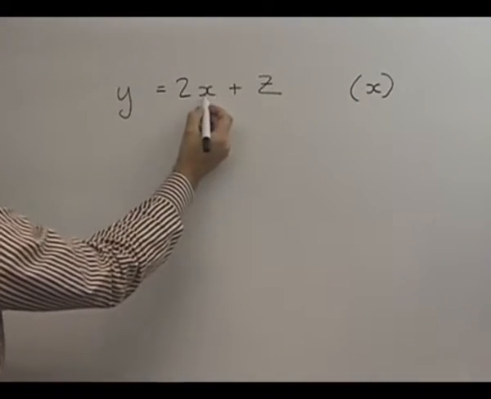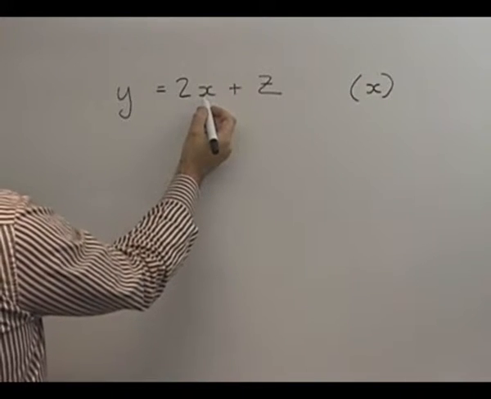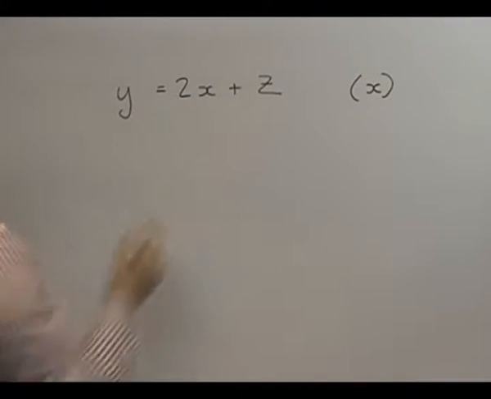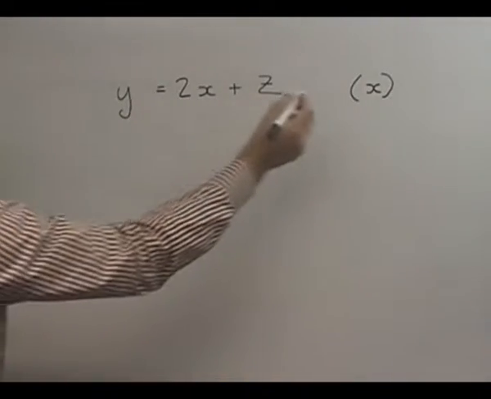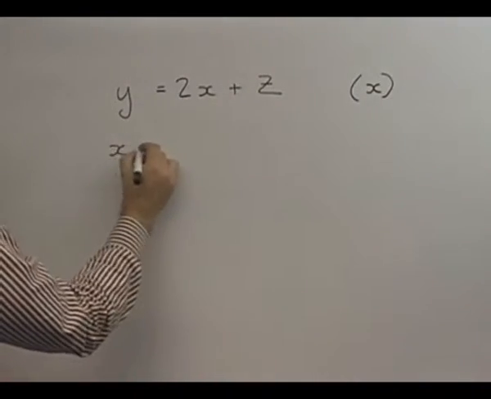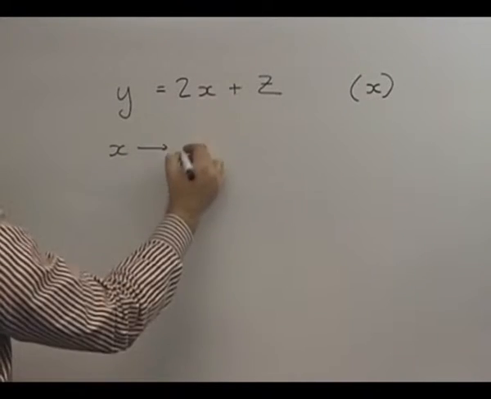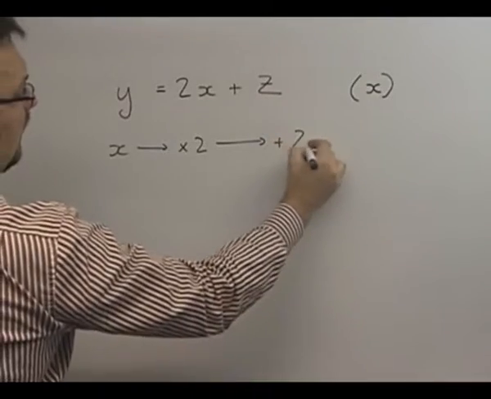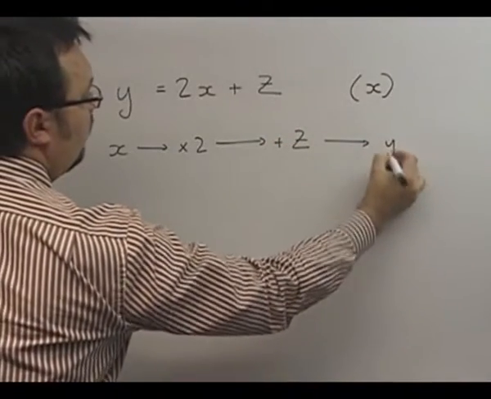So, if that X appears in one place, just like when we look at a flowchart, it's not negative, we can just write out a flowchart. So I'm going to start with X. What happens to X? Multiplied by 2. Then what happens? Add Z, and the answer is Y.